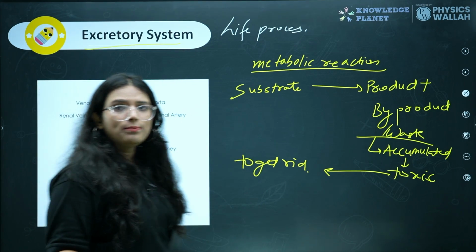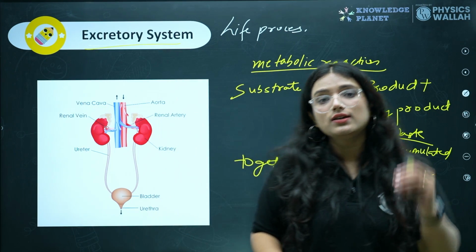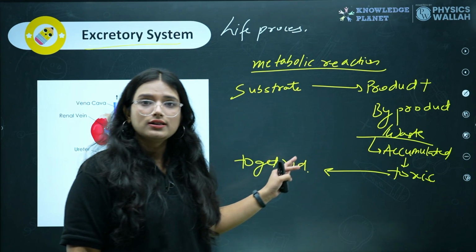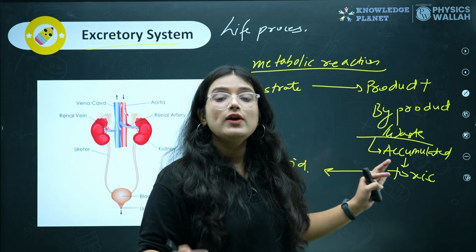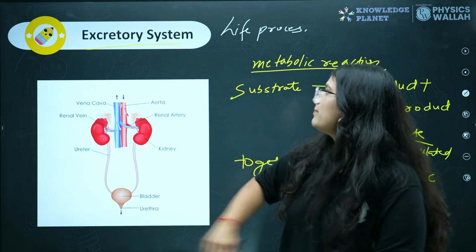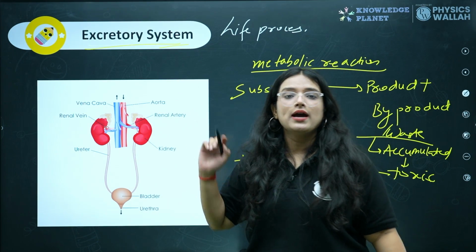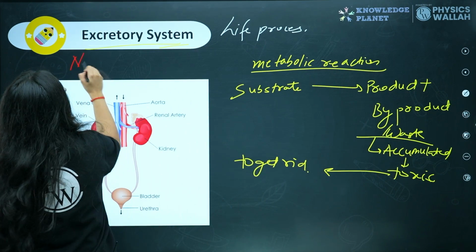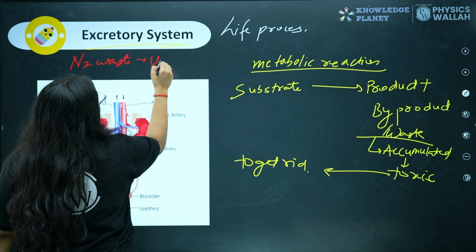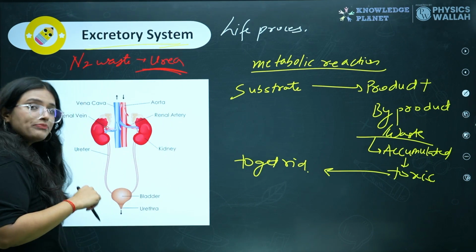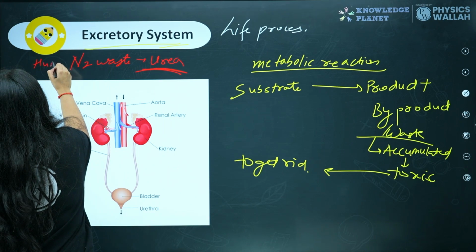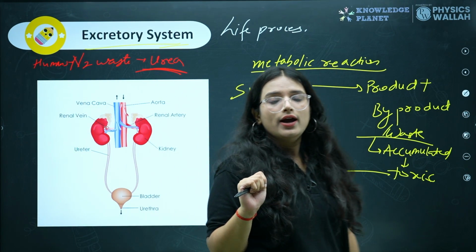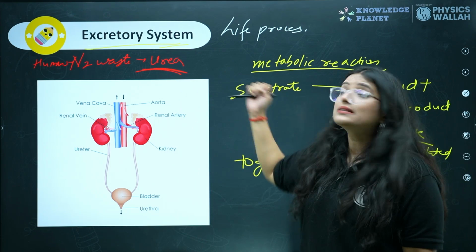Okay, so let's talk about the process of removal of the nitrogenous waste which is formed from the metabolic reactions. The removal of this nitrogenous waste is known as excretion, which is done by the excretory system. Okay, now in humans, the nitrogenous waste that needs to be excreted out is urea, alright, which is formed in the liver.